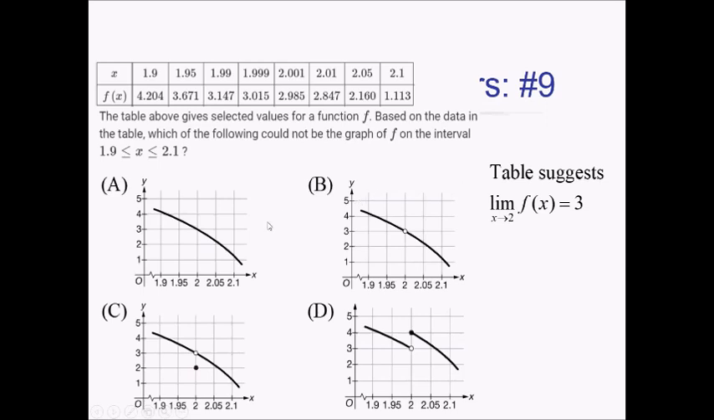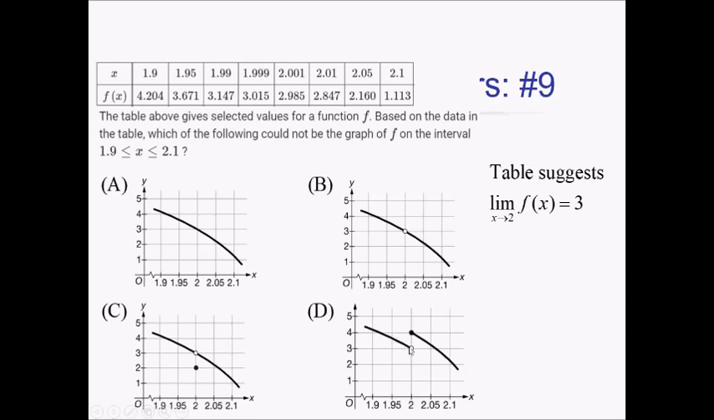Taking a look at our graphs, choice A, the limit is definitely 3 as x approaches 2. Same thing in choice B. Same thing in choice C, although the function value is different. Where the graph is approaching is still going to be at 3. The only graph that's the odd one out on this is choice D.